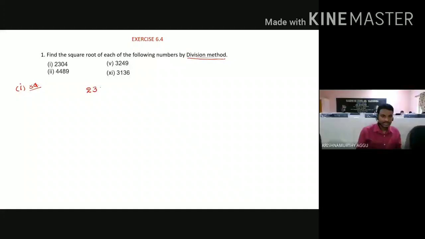2304. You have to place the bar over the digits by making pairs starting from the right. Starting from the ones digit, make the pair by placing the bar over the digits. So from the ones place, that is 4, you place the bar. Make the pair of digits.